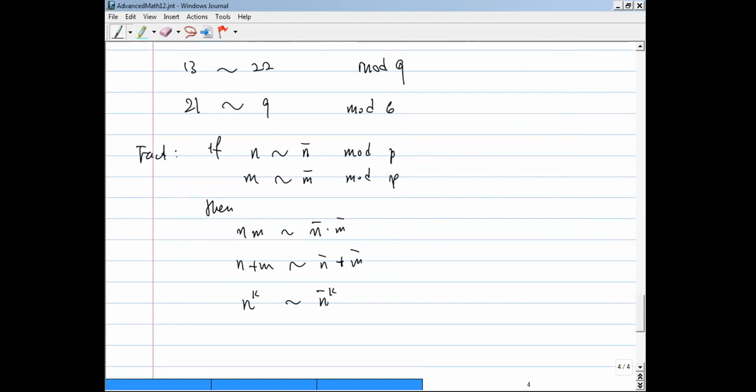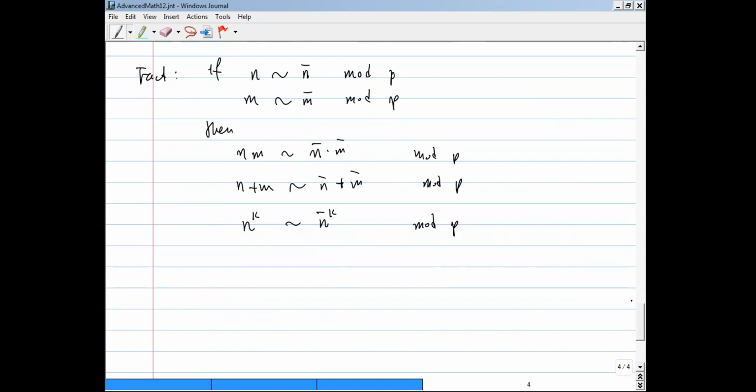This will help us to trim the number. Why is the last one true? Because n to the power k is just n times n times n, so you can replace each by another number with the same remainder. Okay, here's an example. Let's look at this example.